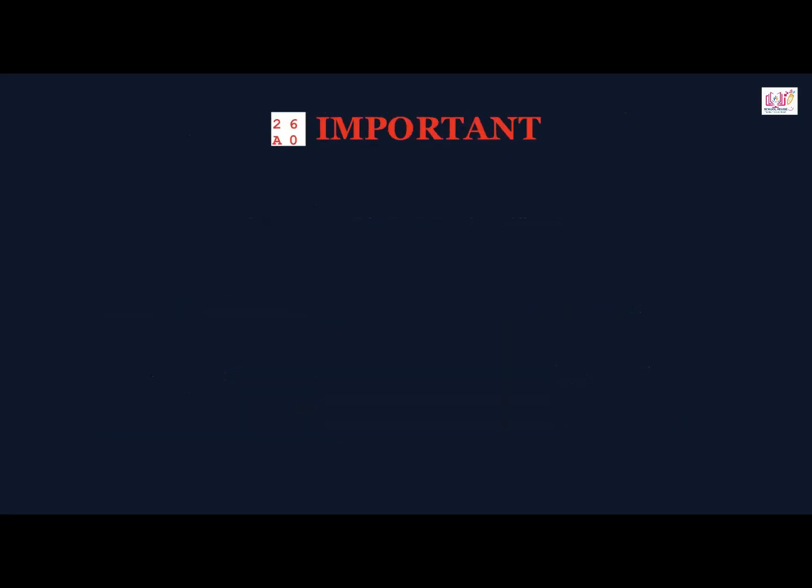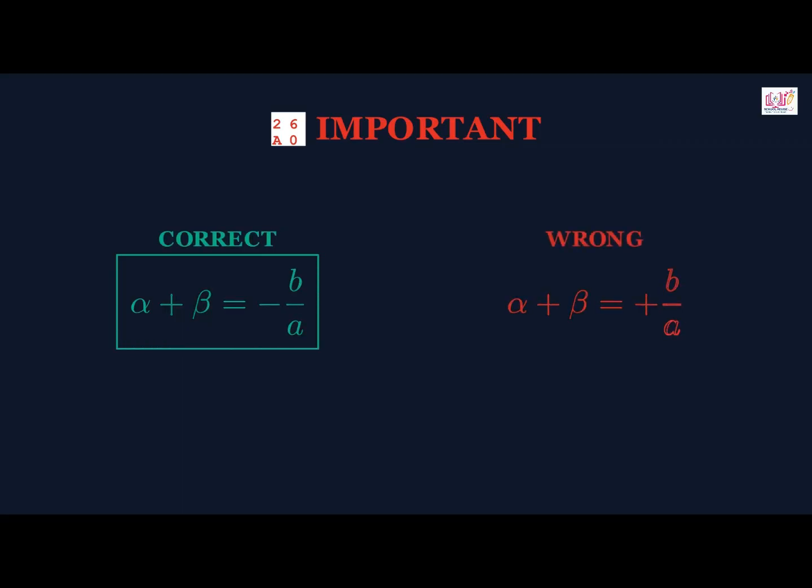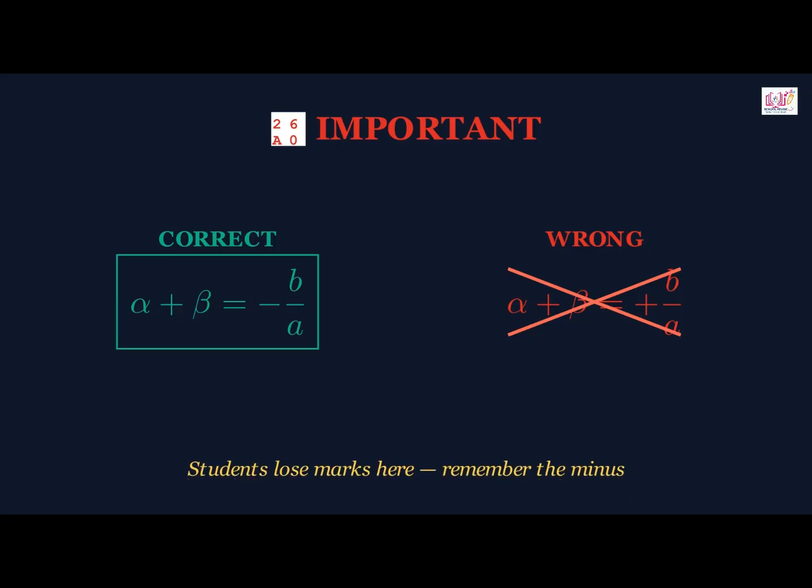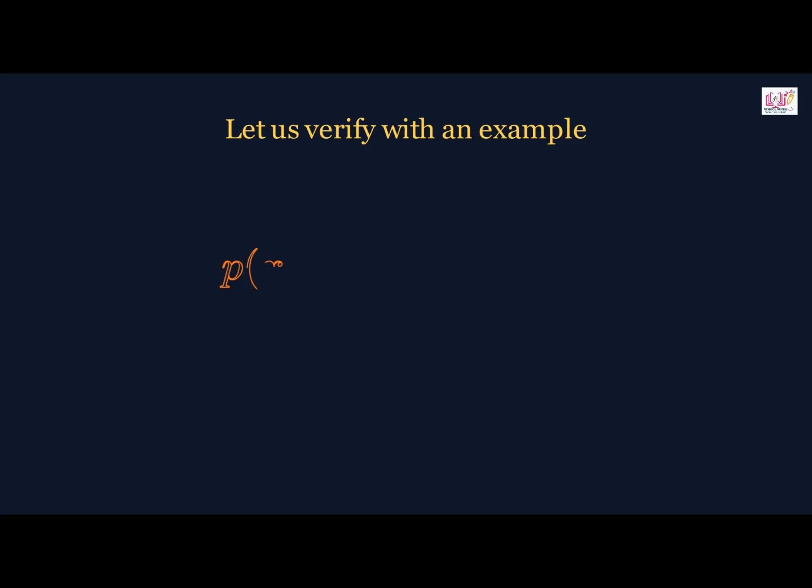One important detail. There is a minus sign in the sum formula. Alpha plus beta is minus b over a, not plus b over a. Students lose marks on this all the time. So remember the minus. Let us verify this with a real example.